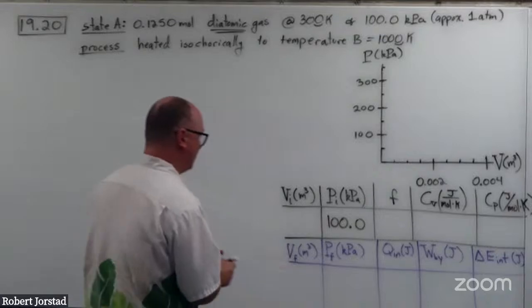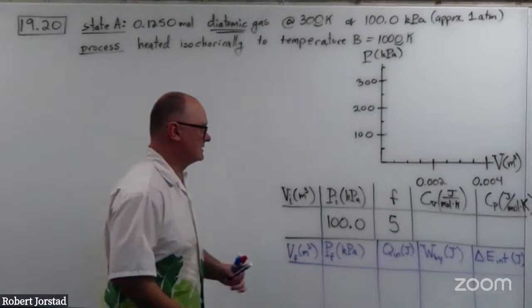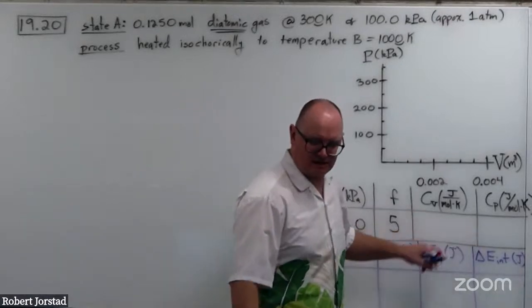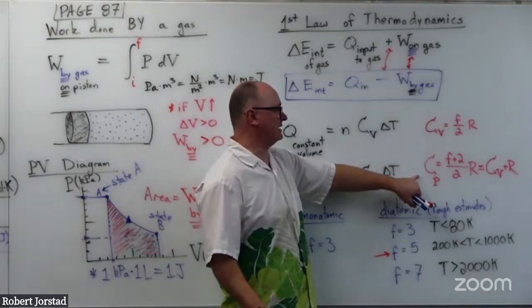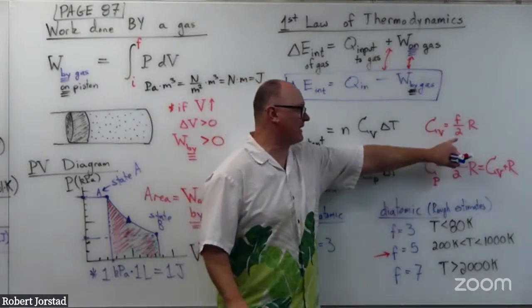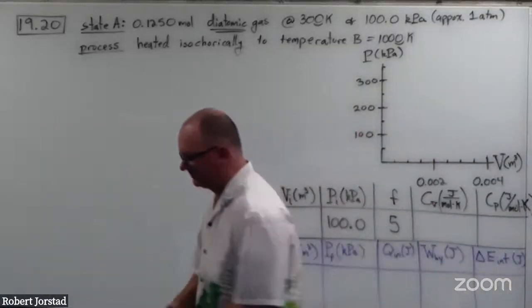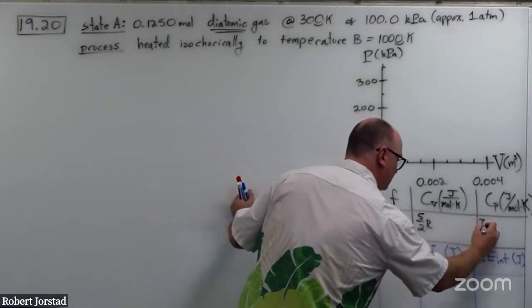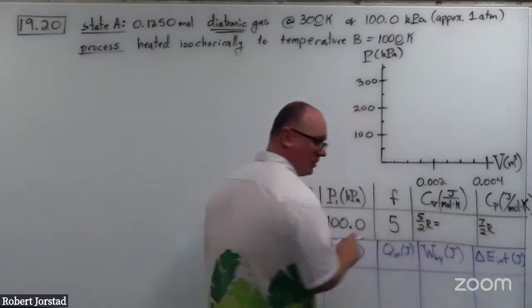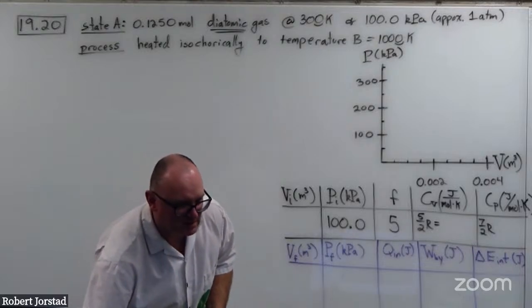Let's get that up there. And then, aha, CV and CP. Once I know this, again, I'll go back to the other board. We know that these two equations give me CV and CP. So if we know F is 5, I'm going to get 5 halves R and 7 halves R, respectively.